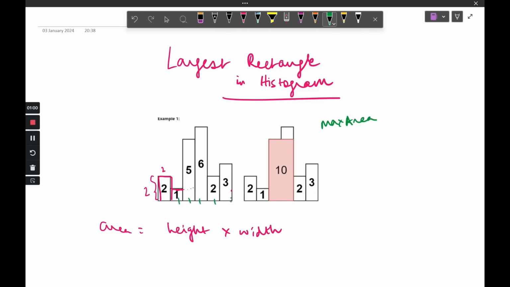1, 2, 3, 4, 5. 1 into 5. So now the max area is coming out to be 5. So 2 will be cancelled. We have captured the max area is 5. Moving to the next bar.